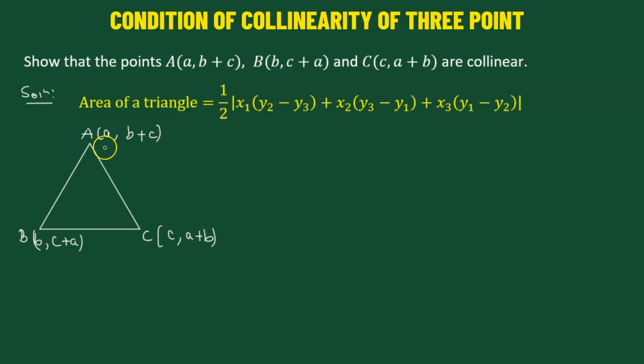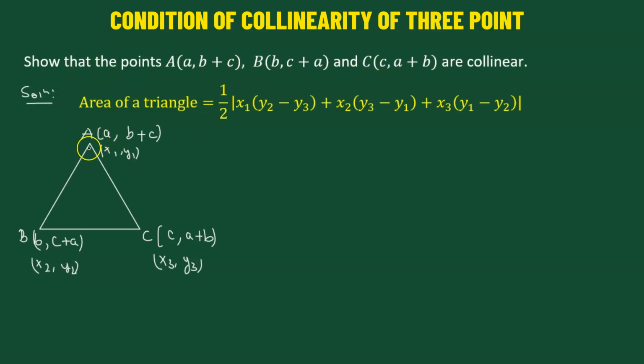Now, let's say A corresponds to x1, y1, then B corresponds to x2, y2, and C corresponds to x3, y3. So we can substitute the corresponding values of x1, x2, x3 and y1, y2, y3 into the given expression. And if the area of the triangle comes to 0, then we can immediately tell that A, B and C are collinear in nature.